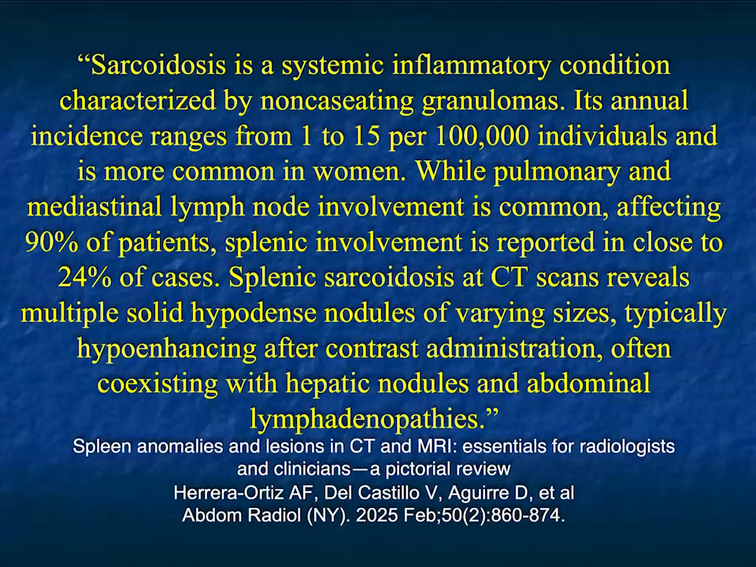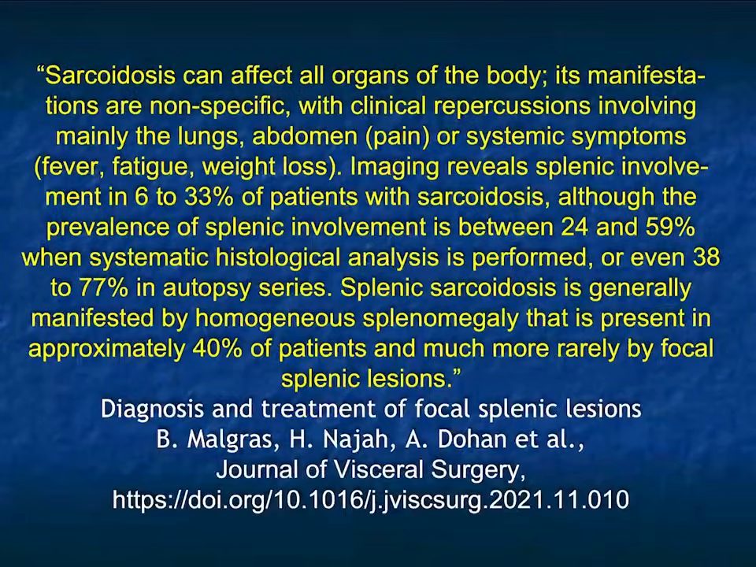Sarcoid is a systemic inflammatory condition characterized by non-caseating granulomas. Splenic sarcoid at CT varies from multiple solid hypodense lesions of varying sizes. It's typically not going to be hypervascular. And again, you can see adenopathy because sarcoid can have adenopathy. You can see disease in the chest, right? Hilar adenopathy, mediastinal adenopathy, and of course, liver involvement. Sarcoid can affect all organs of the body. And again, sarcoid is a great mimicker.